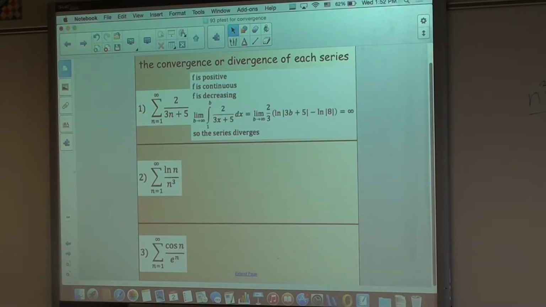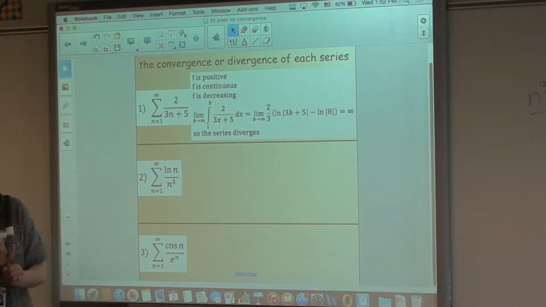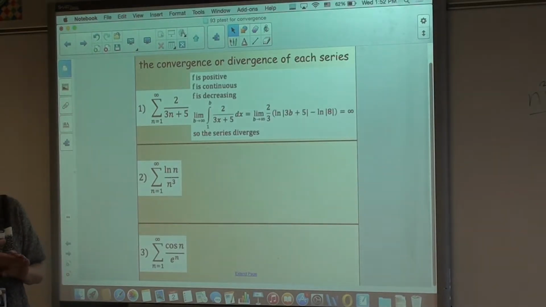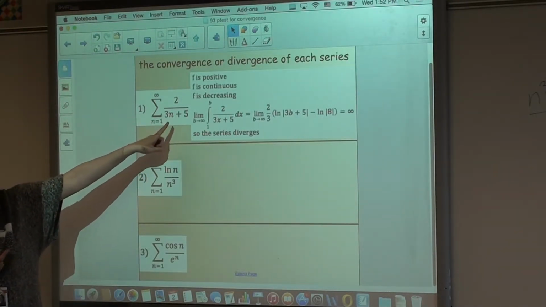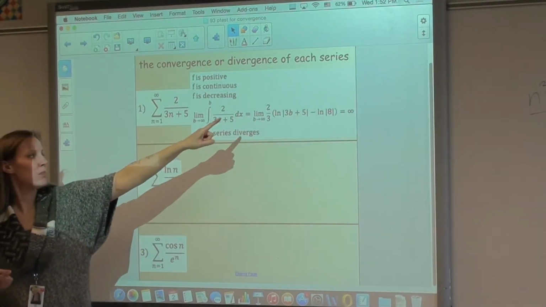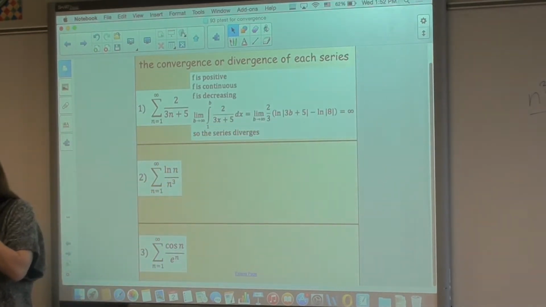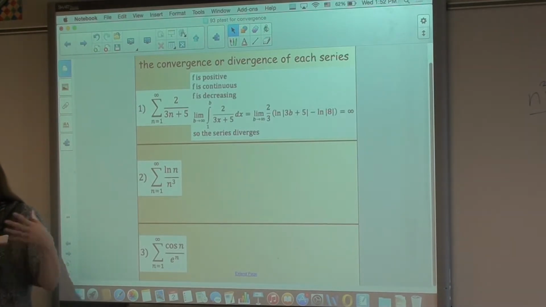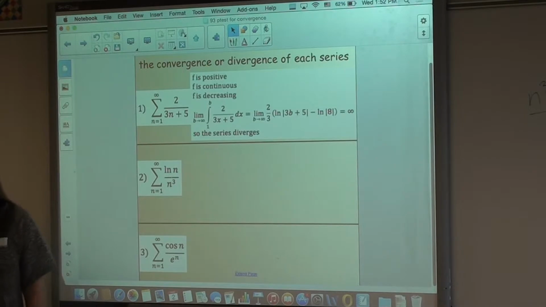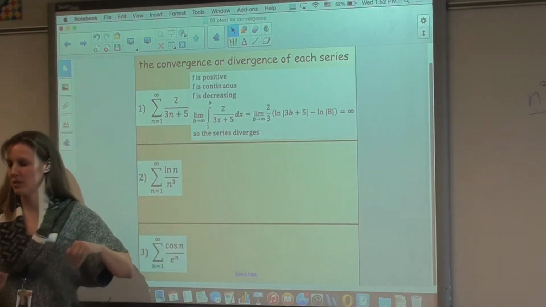Okay, so any questions on number 1? So the function is positive, it's continuous, and it's decreasing. Hopefully you recognize that this was just a simple use of the integral test, and you end up with a natural log function. So you plug in, natural log of infinity is what? Infinity, right? So if you have infinity minus a natural log of 8, it's actually still infinity. Right? Yes. So if you have an integral that approaches infinity, that means that the integral diverges and therefore the series diverges.